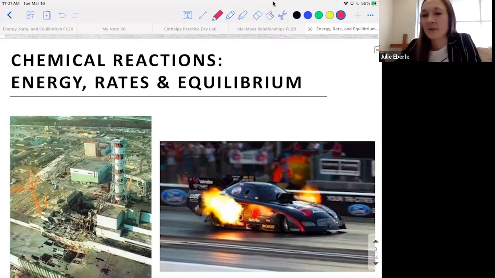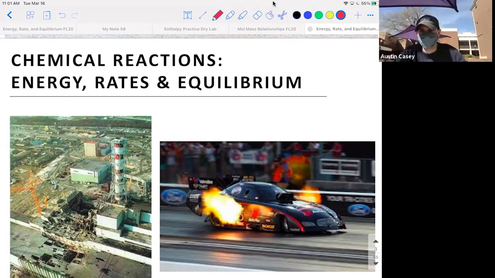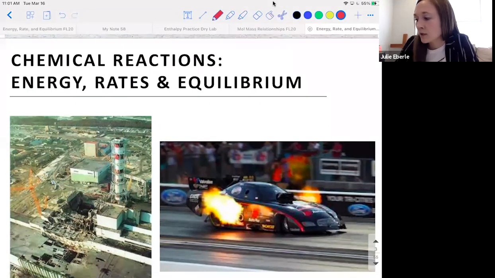All right, chemical reactions. We've been talking about how to write them, balance them, and classify them. Now we're going to understand that every chemical reaction that happens has an associated energy with it, and that actually determines if it will happen or not. Then we're also going to look at the rates of chemical reactions, and this word called equilibrium will be towards the end.